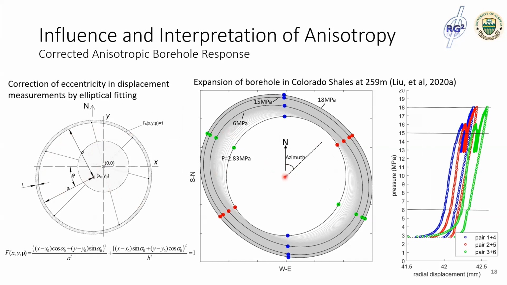Otherwise, this artifact can also be cancelled out by averaging the readings at each diametric axis, for example, axis 1 and 4, axis 2 and 5, and axis 3 and 6. Here it shows the corrected profiles of the borehole evolving through the expansion for the tests in the Colorado Clay Shales.